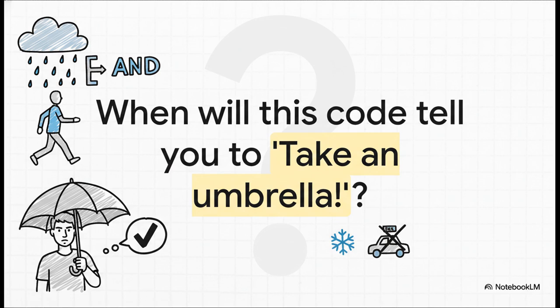Okay, let's test our understanding of AND. This code tells you to take an umbrella. But when? It's only going to happen under one very specific scenario. You are walking and it is raining. If you're walking but it's sunny, no umbrella needed. If it's raining but you're in a car, you're fine. Only that exact combination of both things being true will trigger the alert.